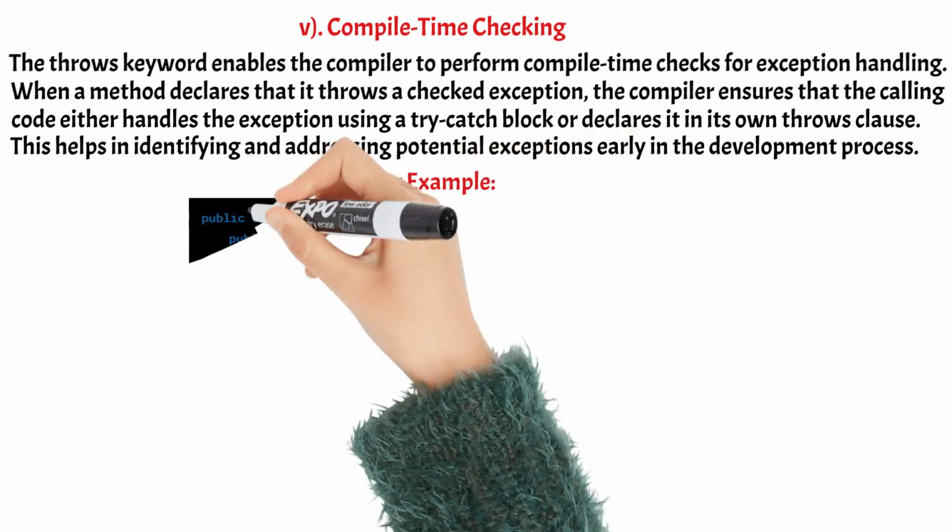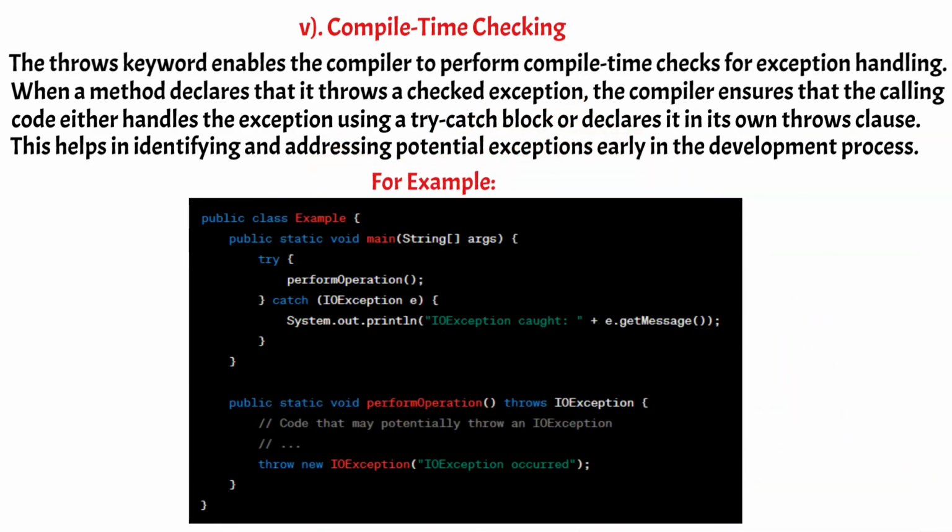For example, in the above example, the performOperation method is declared with the throws keyword, indicating that it may throw an IOException. Inside the method, an IOException is explicitly thrown using the throw keyword. In the main method, when calling the performOperation method, we wrap it within a try catch block to handle any potential IOException. If the performOperation method throws an IOException, it is caught in the catch block, where we print the exception message.